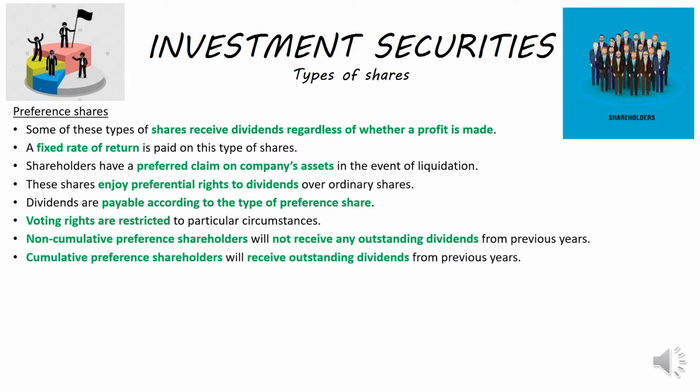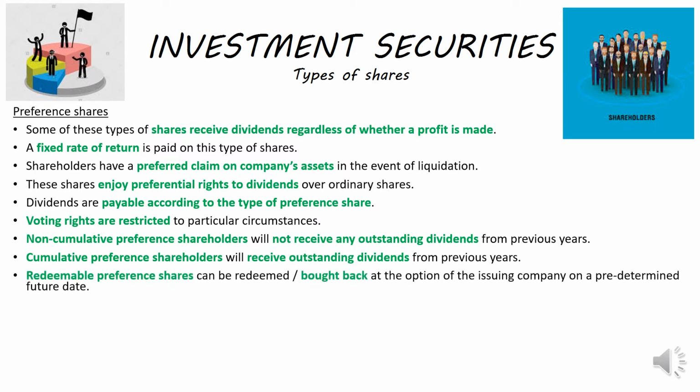All right, cumulative preference shareholders, I have already explained. They will receive outstanding dividends from previous years, so the value of their dividends will accumulate. So if there have been 5 years that they have not received dividends, in year 6, when the company makes a large profit, your cumulative preference shareholders will receive their dividends for all 5 of the years they have not received, plus the current year, which doesn't happen if your shares are non-cumulative.